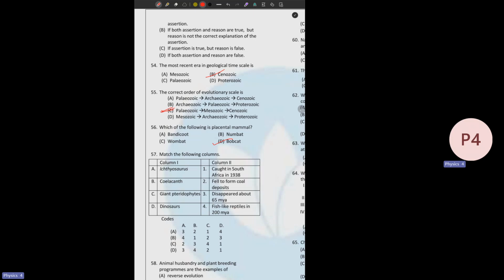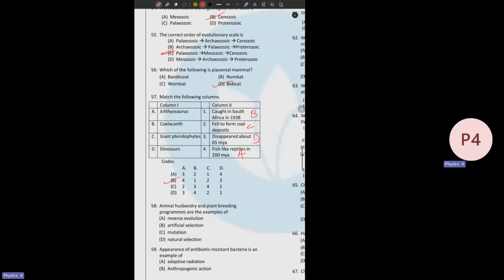Ichthyosaurus. It is fish-like reptiles in 2000 million years ago. Coelacanth, caught in South Africa in 1938. Giant pteridophytes, they fell to form coal deposits, and dinosaurs disappeared about 65 million years ago. So here the correct option is B.